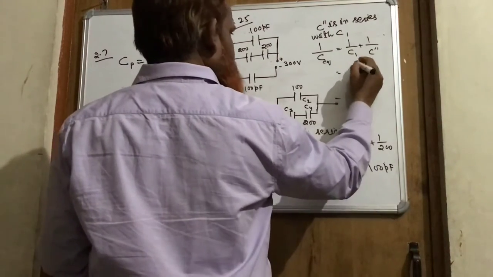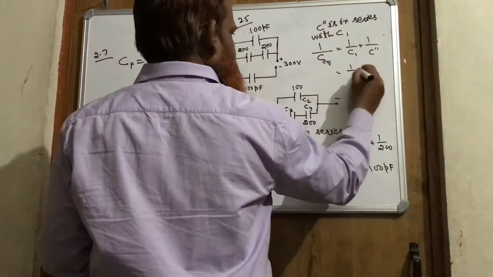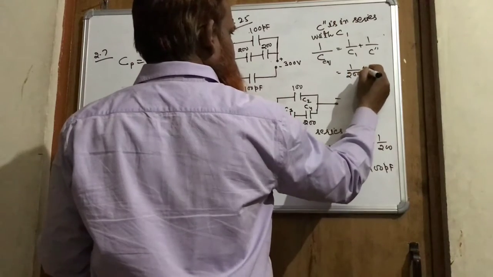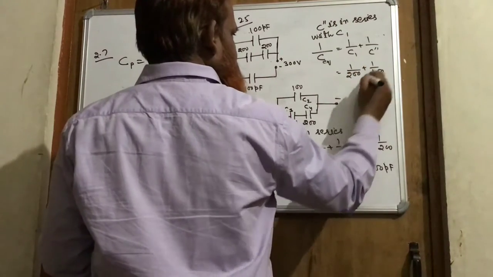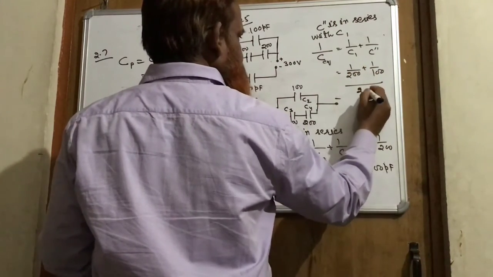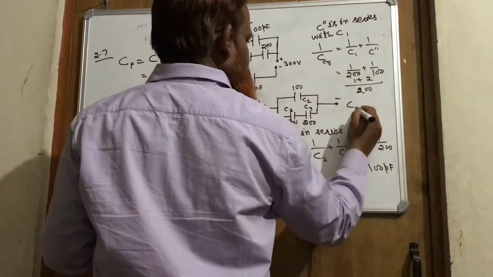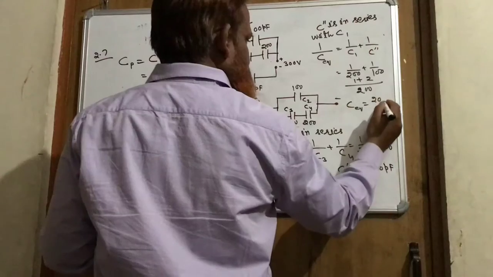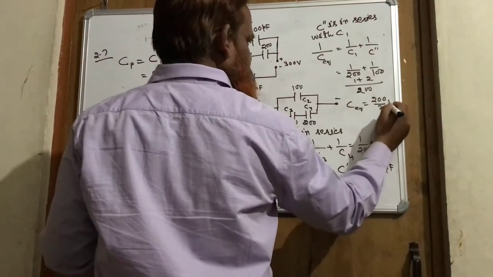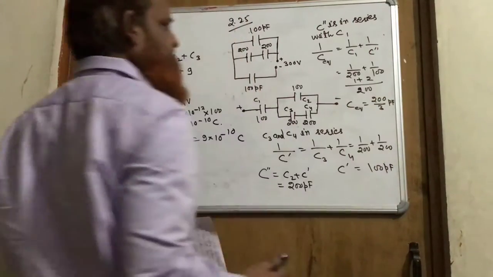It will be 1 upon 200 plus 1 upon 100. 200 is the LCM. 1 plus 2. So C equivalent will be 200 by 3 picofarad.